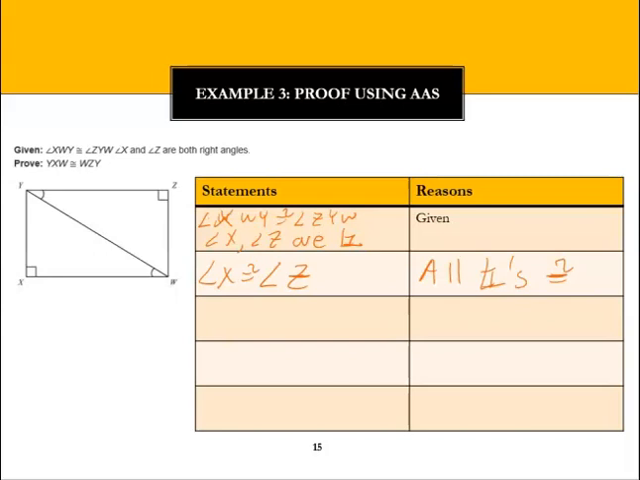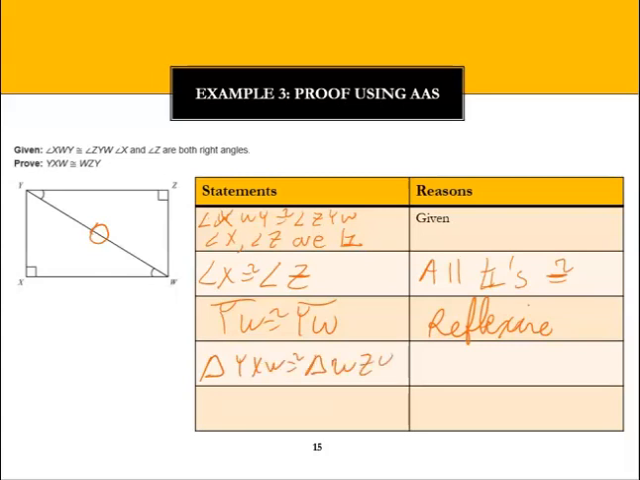The next thing that I'm going to say is that YW is congruent to itself. Reflexive, we've said that so much, we don't really need to go into that anymore. So then I have what I want. Triangle YXW is congruent to triangle WZY by angle side using the right angle.